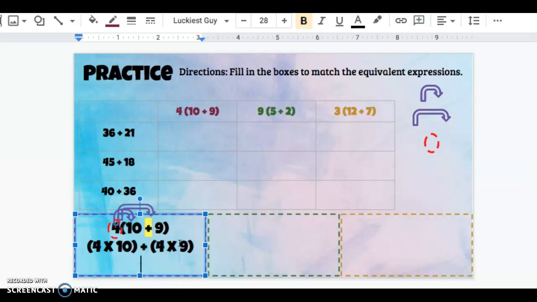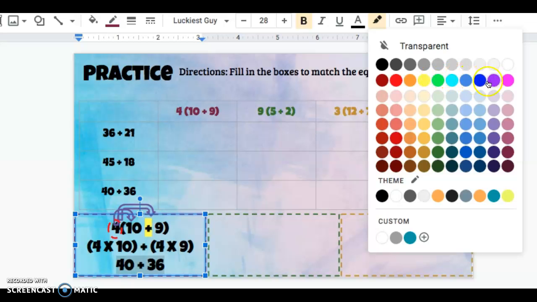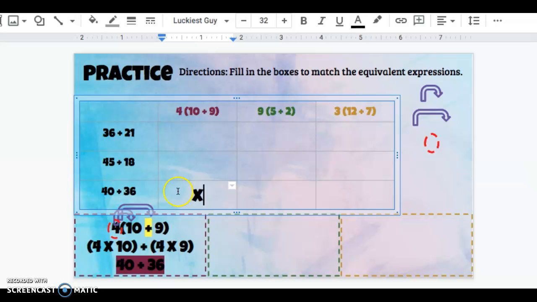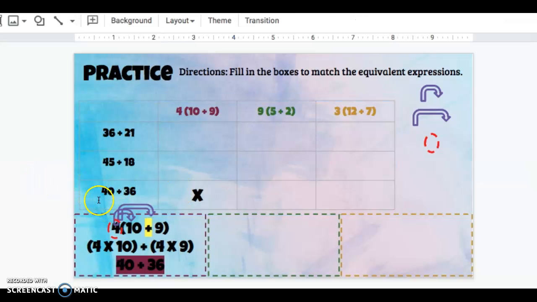Okay, and then I would simply solve. 4 times 10 is 40, plus 4 times 9 is 36. So now I'm looking for which one has the 40 plus 36 as my answer. And then I'd put an X here because if I were to take my fingers, like on a multiplication chart, and match them, they would almost crisscross into each other. They meet when I go down from the 4 parentheses 10 plus 9, and when I come across from the 40 plus 36, they meet at that X.